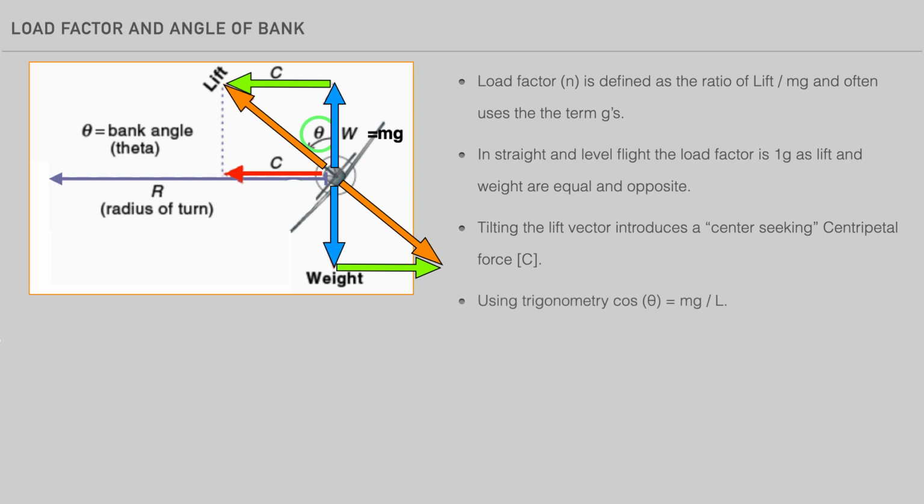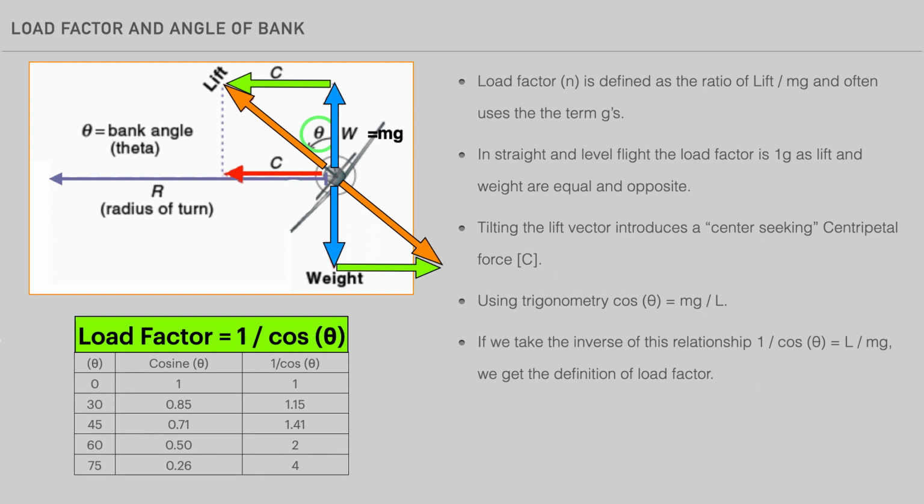Using trigonometry, we find that cosine of theta is equal to weight, or mass times gravity, over lift. If we take the inverse of this relationship, we find that 1 over cosine theta equals lift over weight, which is in fact the definition of load factor. Therefore, an airplane in a level turn experiences a load factor which is given simply by 1 over cosine of the angle. Notice on this spreadsheet how steeper turns lead to greater load factors, which increase exponentially with larger bank angles.